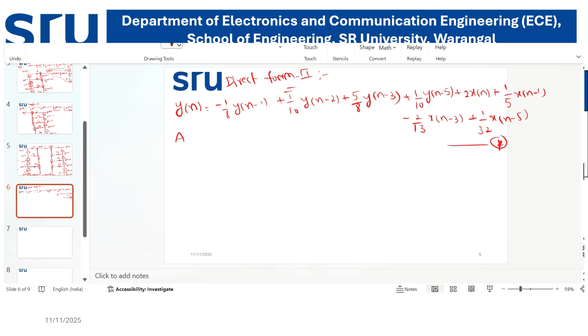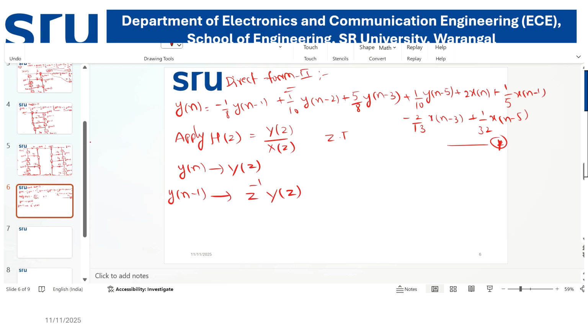Now apply the Z transformation to get our transfer function. So transfer function is Y(z)/X(z). So apply Z transform on both sides. Whenever you are applying the Z transformation on both sides, y(n) becomes Y(z) in the z domain. So y(n-1) becomes, the delay is z^-1 into Y(z). Suppose y(n-5), then the delay is 5, z^-5 into Y(z).